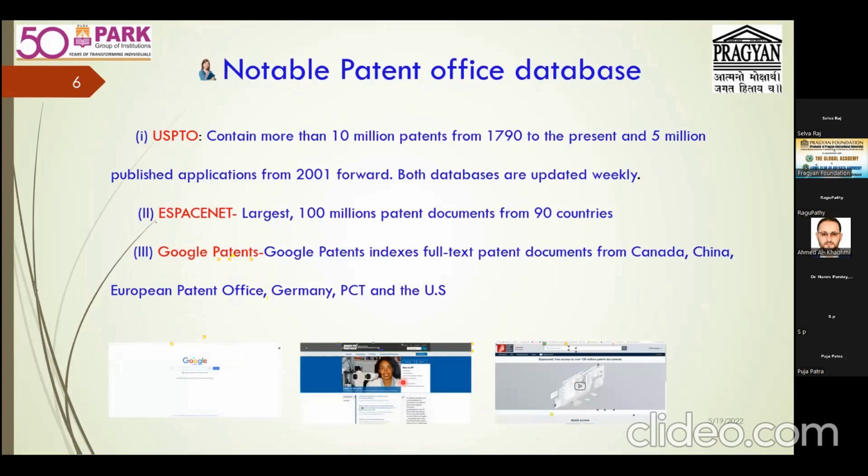And these are the notable patent office databases. For example, there are several databases available, but sometimes you can even go for commercial databases available globally. But these are the very important notable patent office databases. They have a published database.